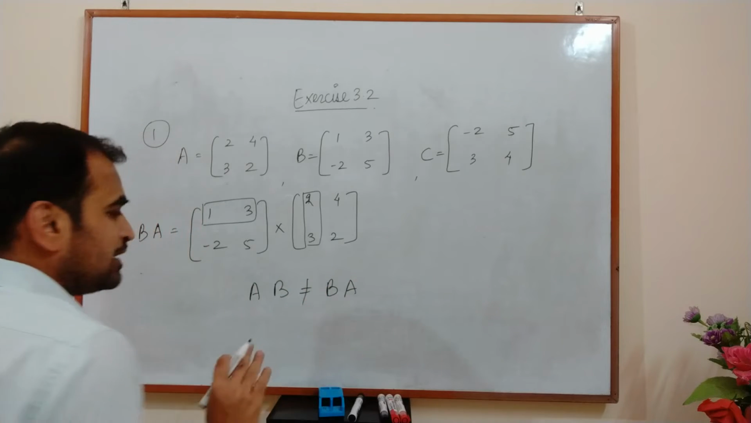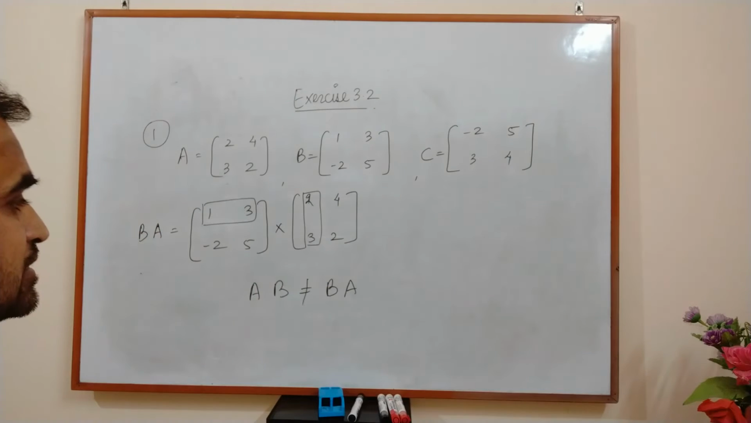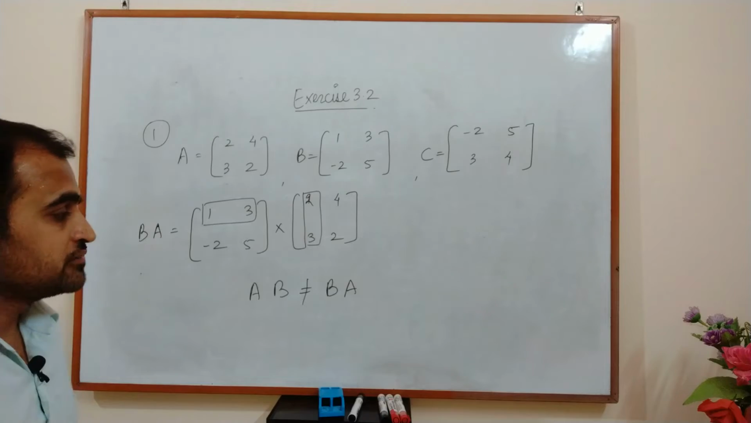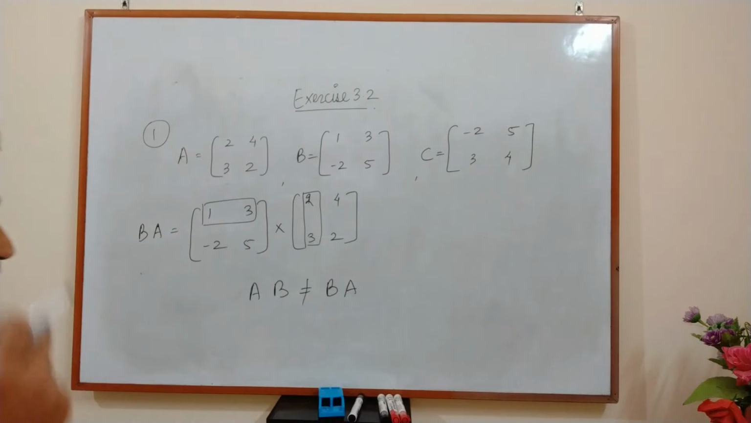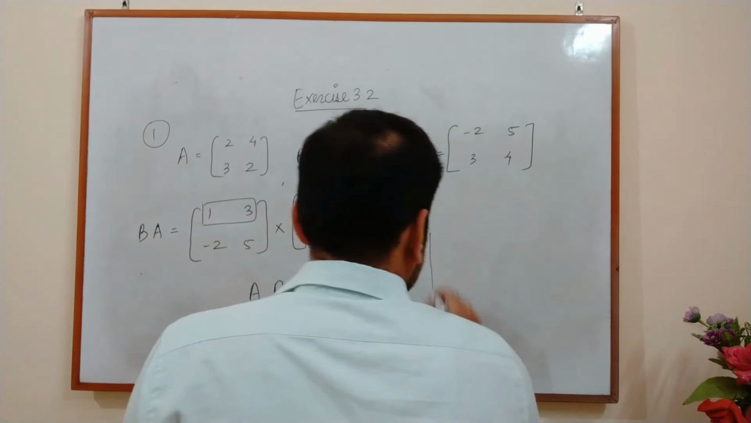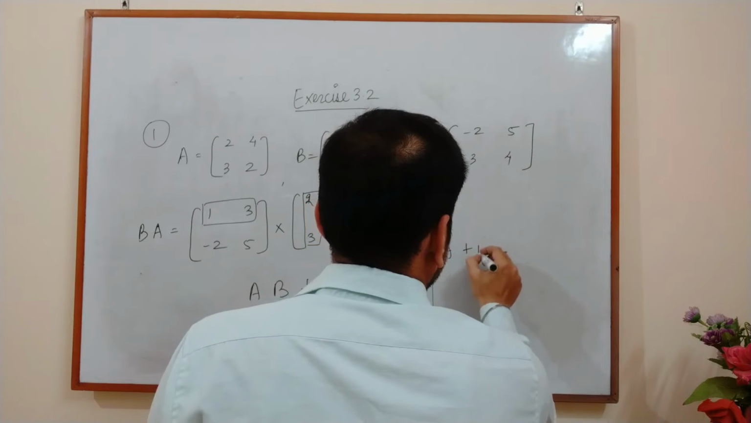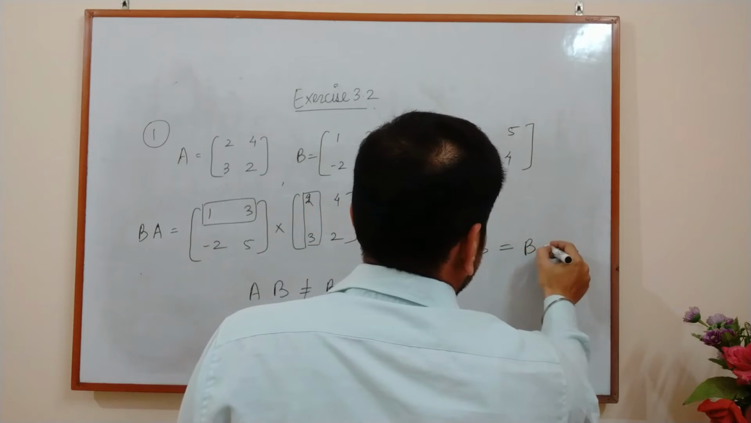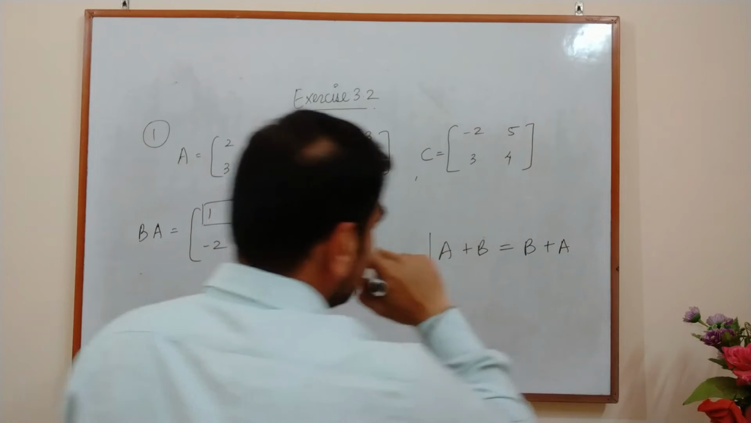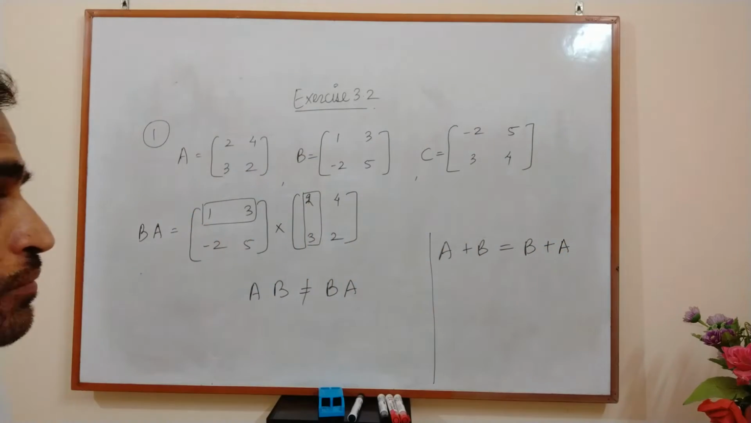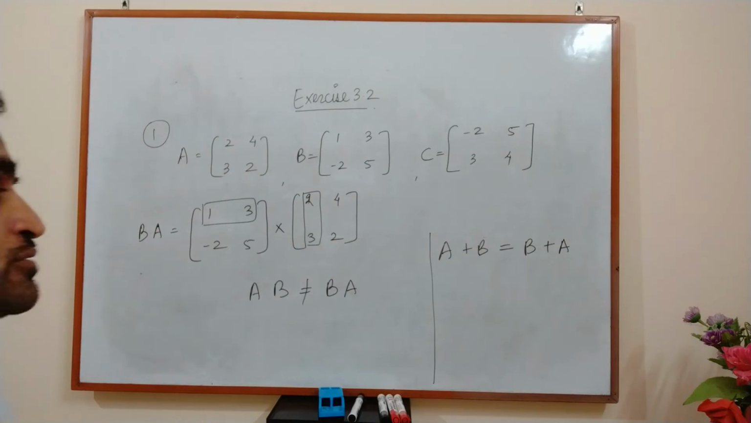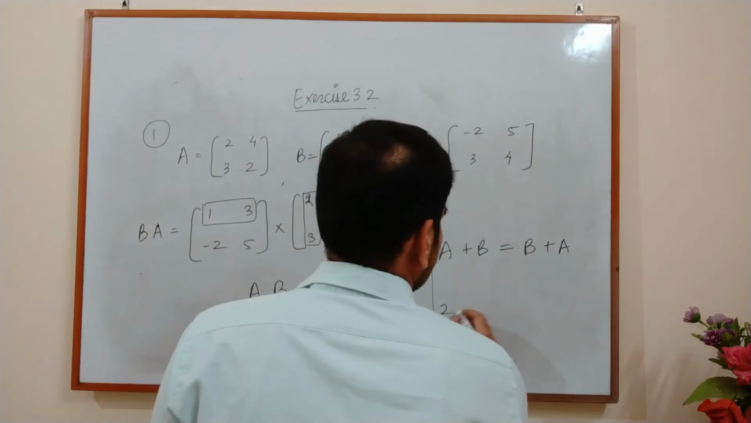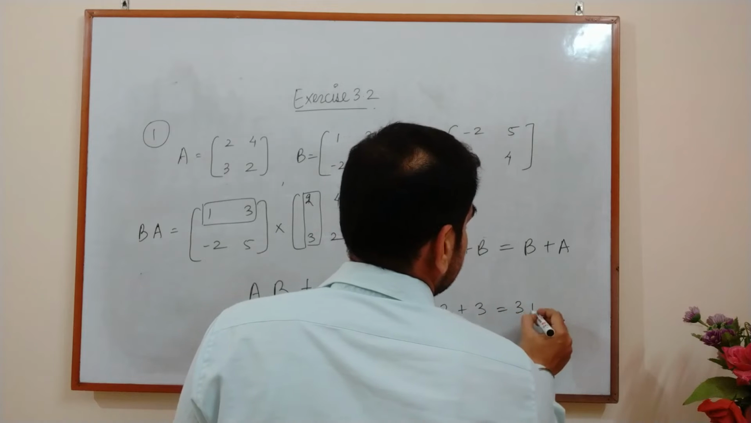It can be that by chance, but this is not always true, right? So this matrix multiplication is like, if you add two numbers, A plus B, it will always be equal to B plus A. Fine. So here addition of two matrices is commutative in nature. Commutative means A plus B is equal to B plus A.